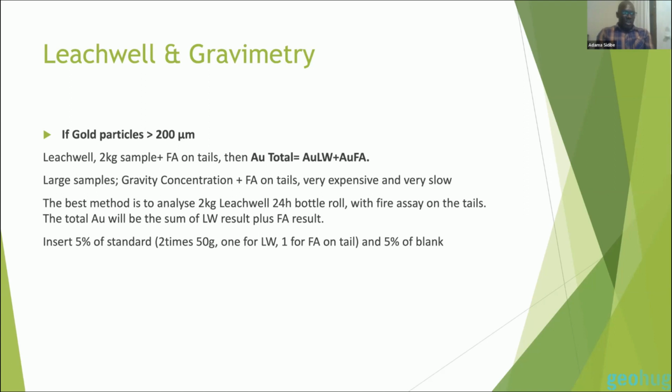If the particles are coarse with visible gold, after each mineralization package, it is proper to insert 2 or 4 kilograms of blank sample to prepare for the lab due diligence. After each package of mineralization, insert the blank, if the negative effect is very, very high.